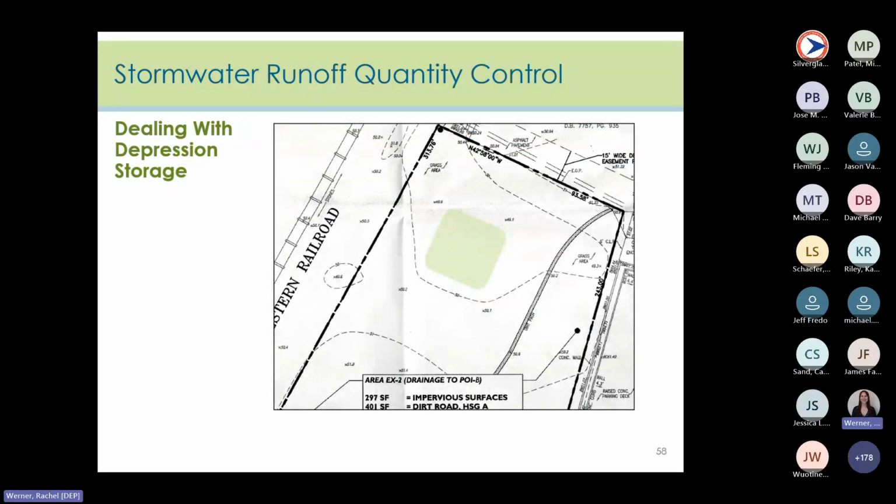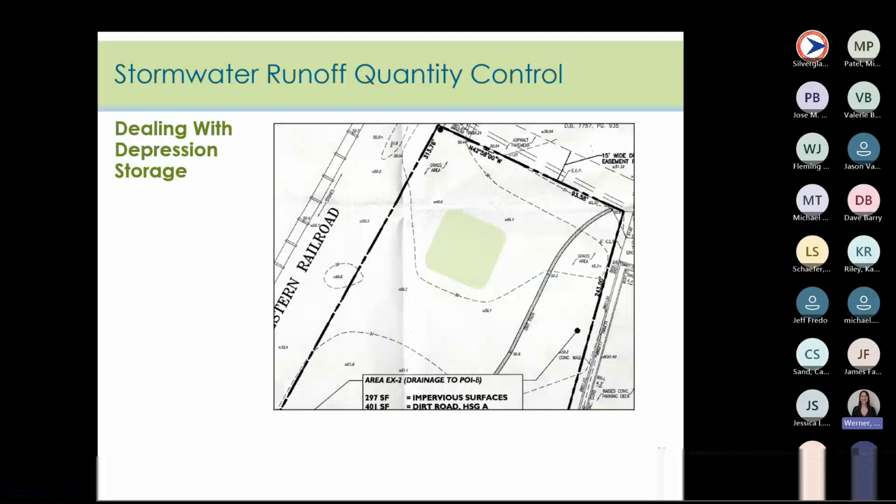Now, this is the same example as before. There was an existing depression storage area between these two contours that both the designer and the reviewer missed. Now, as the reviewer, a good indication that an area needs further examination is two contours of the same elevation next to each other. Because the question becomes, what's happening between the two 50 contours like we have on this plan here? Is it totally flat?